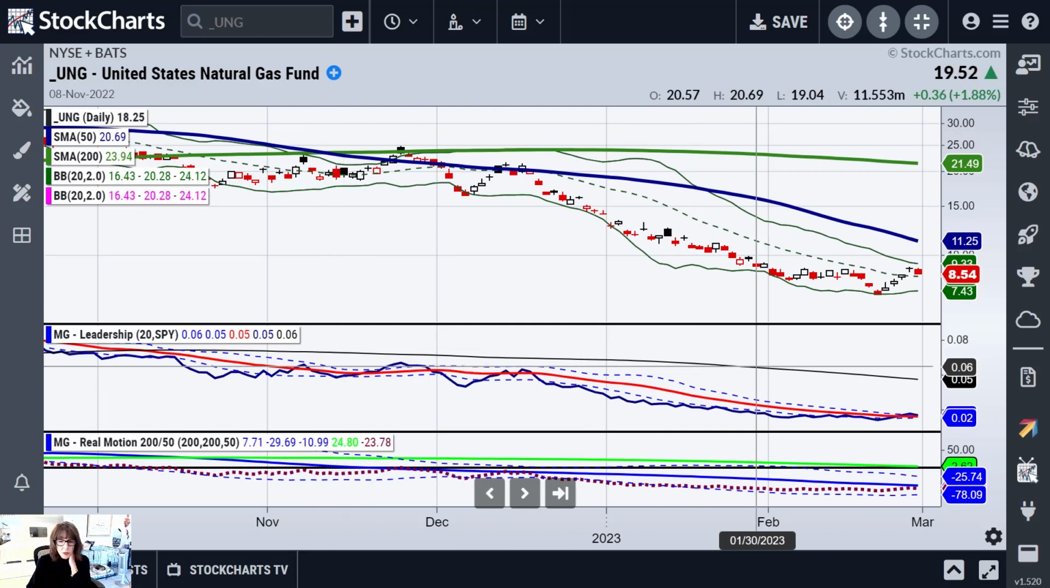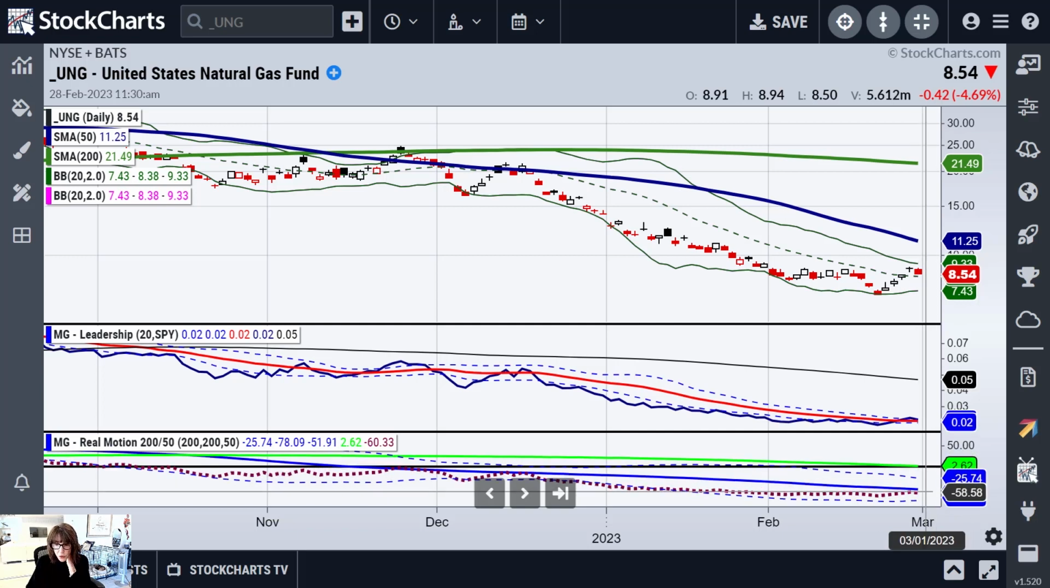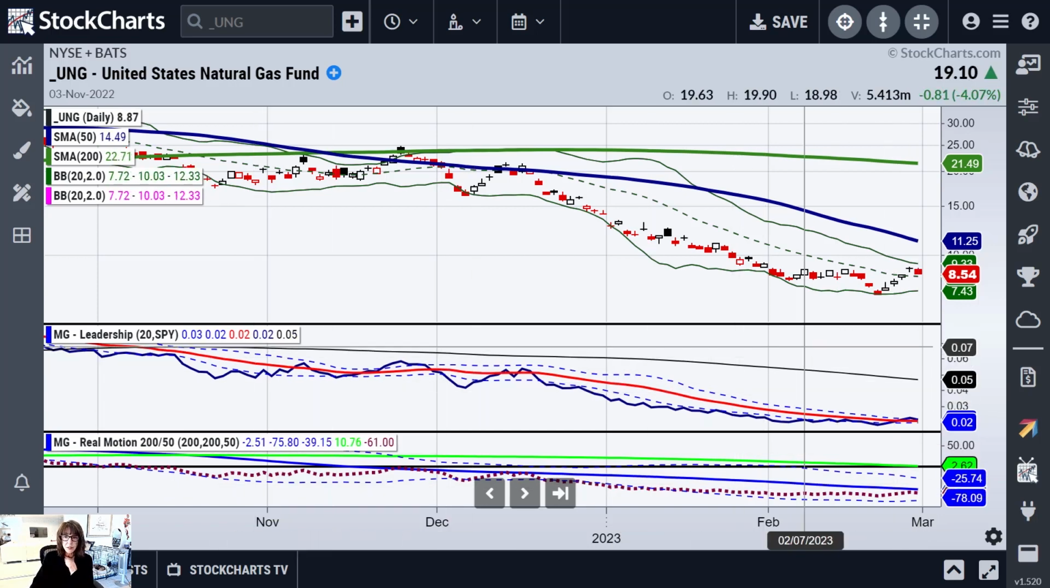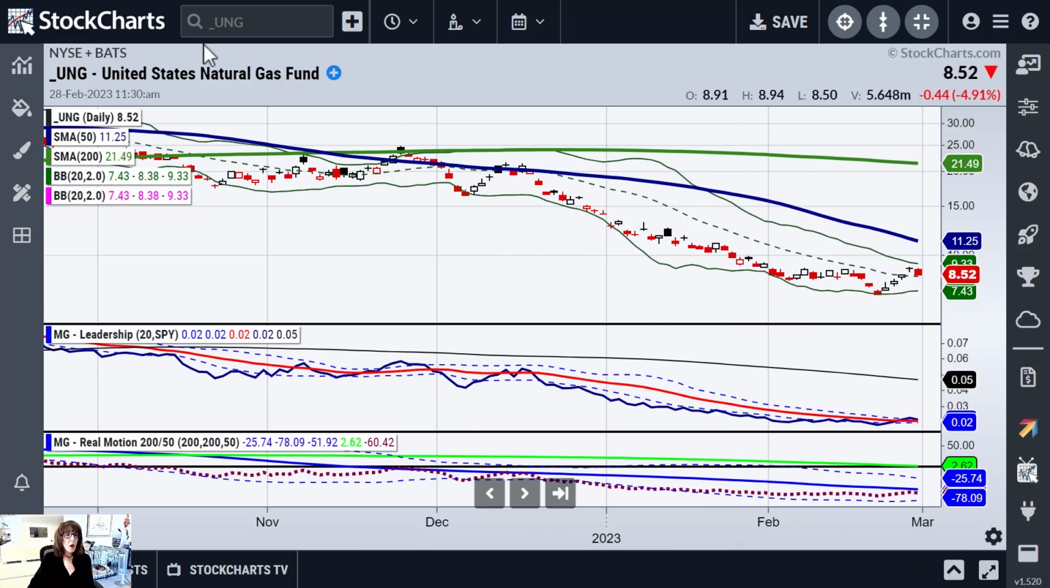What's so interesting is that natural gas actually took some leadership against the SPY. And on this momentum indicator, you can see it's also still under the 50. Doesn't look like it's quite as far under the 50 as the other chart that I showed you. So I would take this one with a little bit more credibility. So there we are with natural gas.